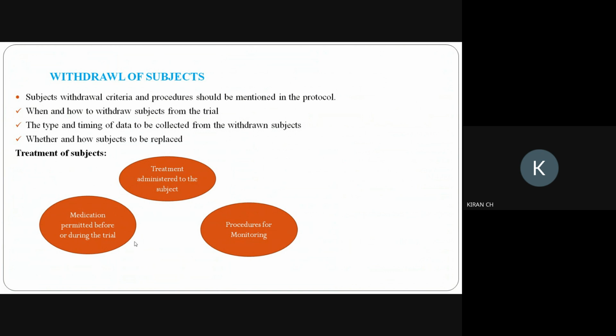And after giving our treatment, what are our monitoring processes, like what follow-up we are doing, or at which time periods we are doing follow-up with the patient to know the efficacy or safety of the drug. Those all things we have to mention in the protocol.